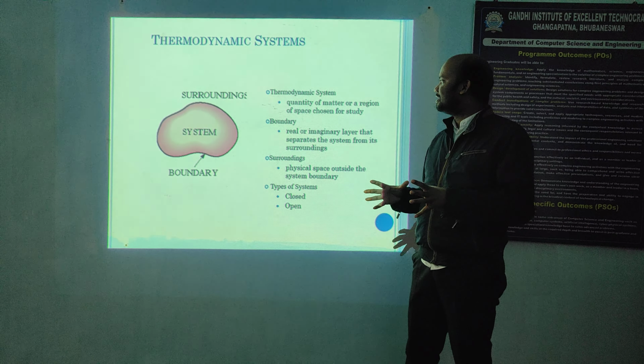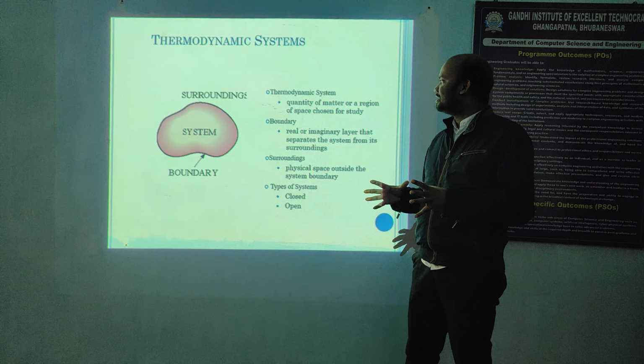If you take this classroom as a system, two parts will come. The walls are known as the boundary, and the outside of the wall is known as the surrounding. So in the system, we can say two parts consist: one is boundary and another one is surrounding. The boundary has two types, one is movable boundary and one is fixed boundary. In a movable boundary, you can go outside, you can come from outside into the boundary, or the boundary can move here and there.